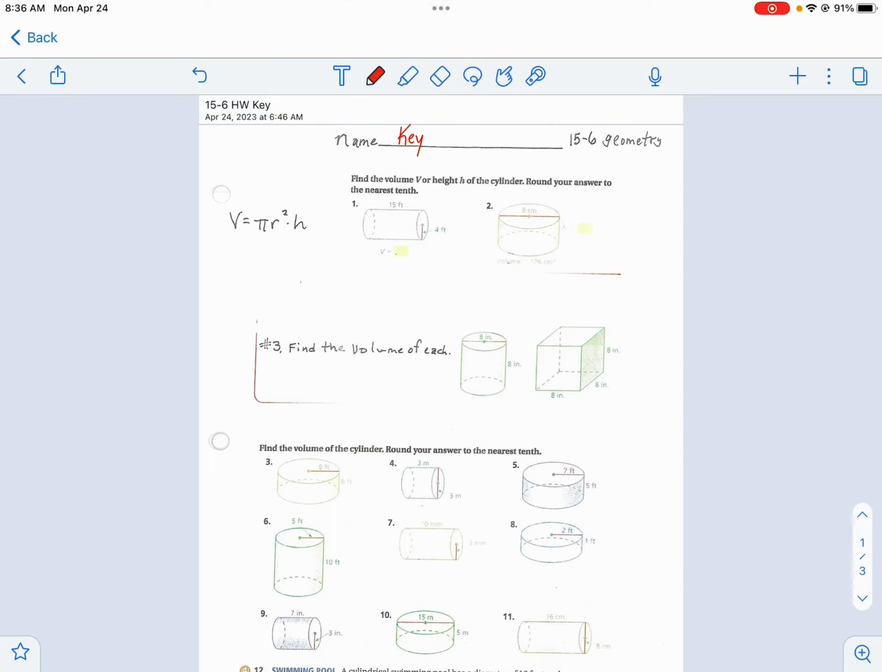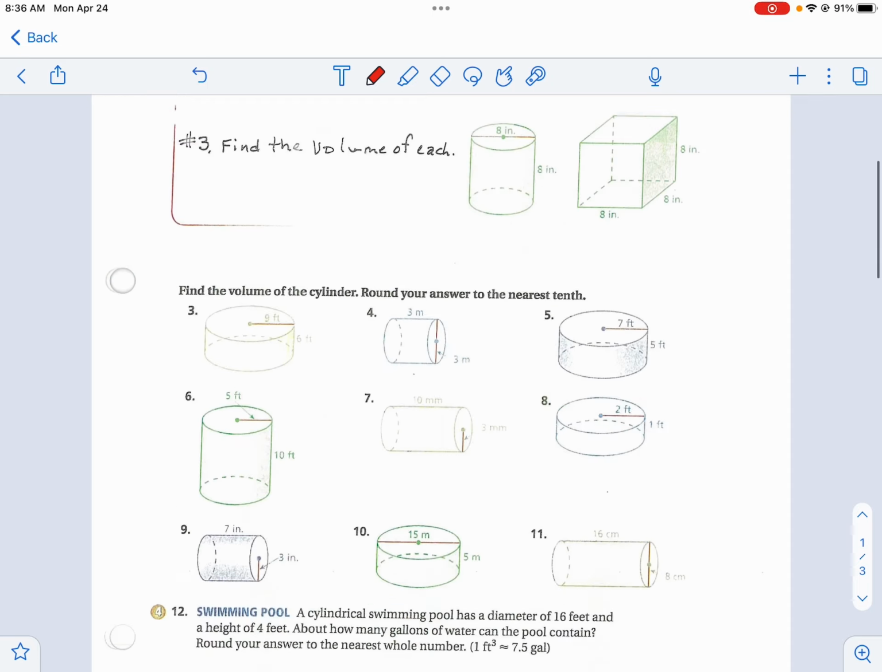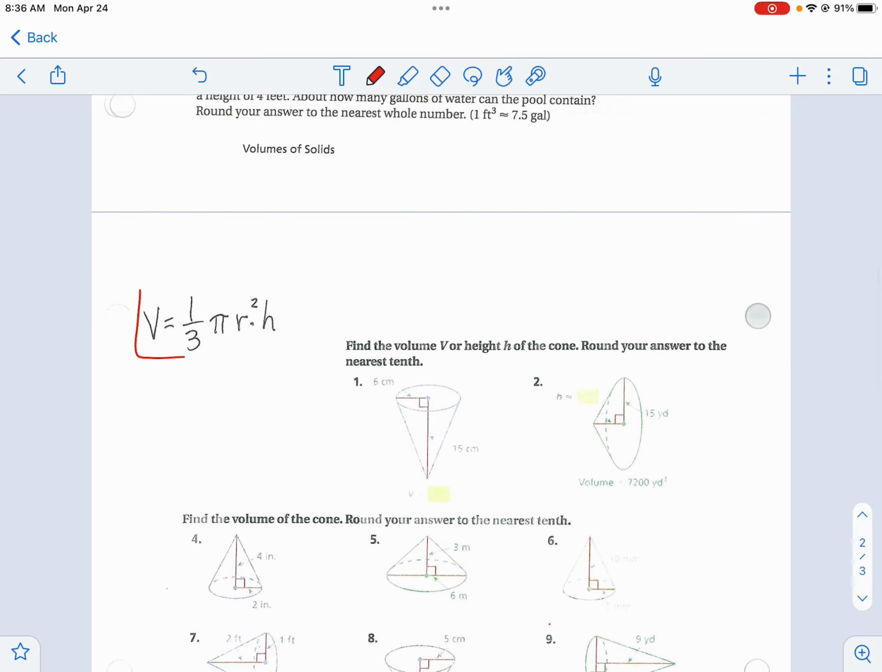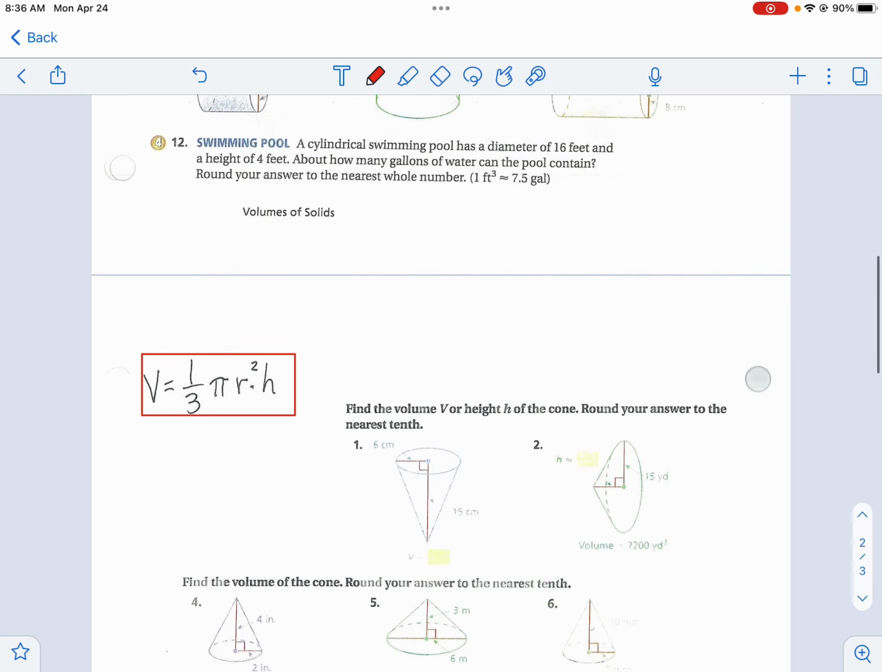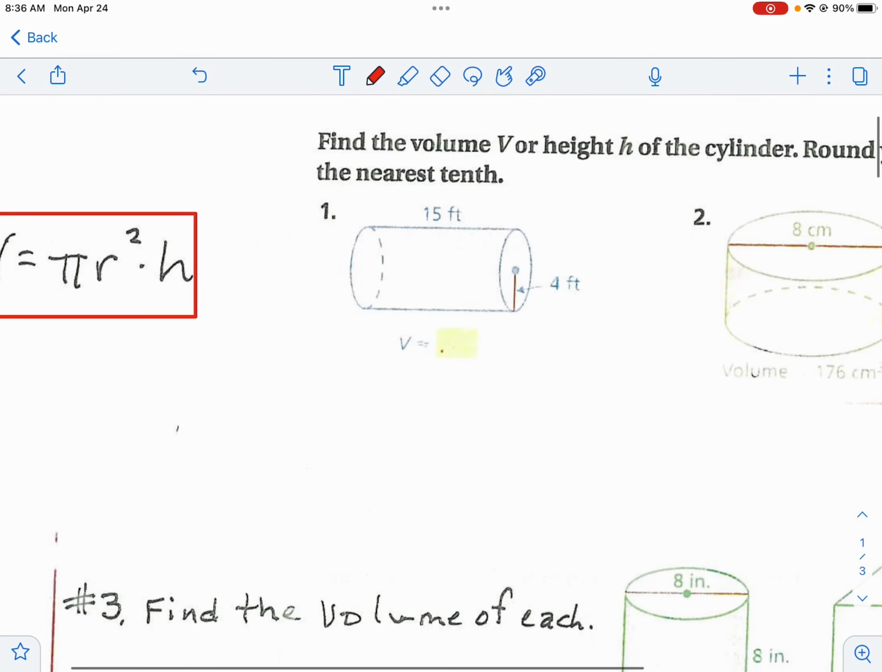All right, geometry, here is our 15-6 homework key. Notice our formula right there is for the volume of a cylinder. And then on the second page, we have the volume of a cone, remembering that a cone with the same base as a cylinder is 1/3 the volume of that same cylinder. So let's go ahead and get to work on these.